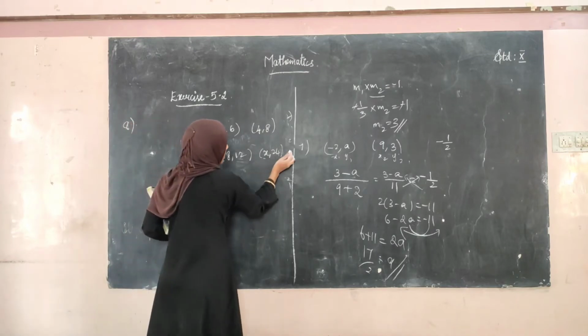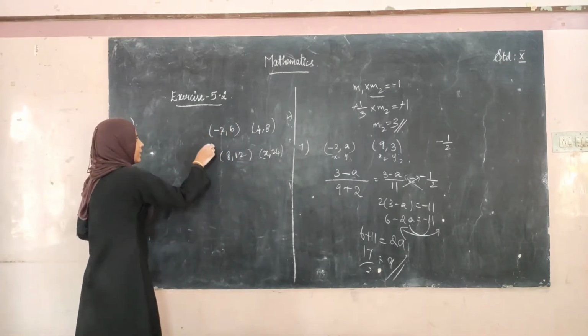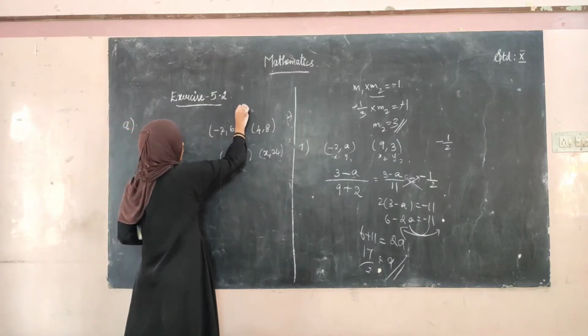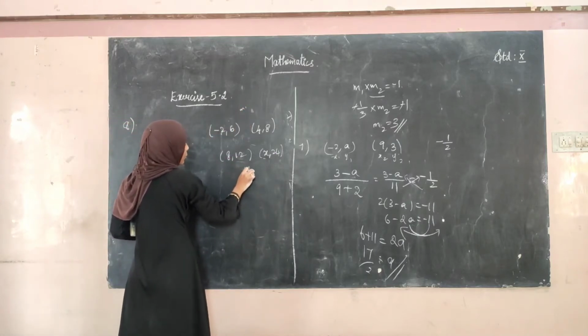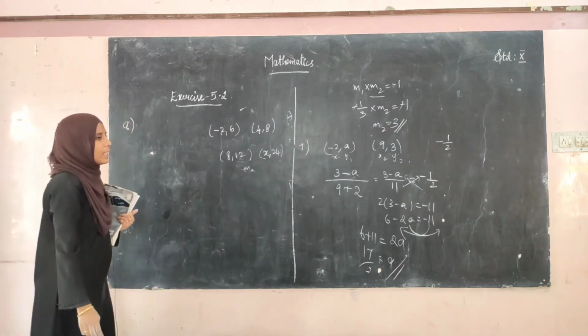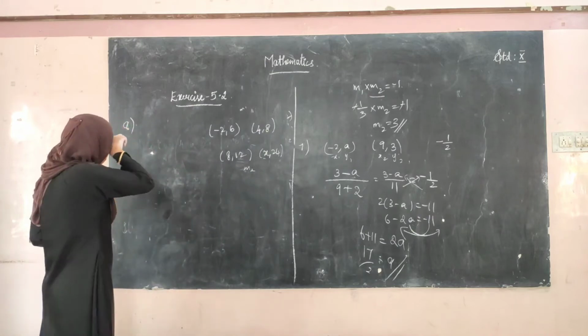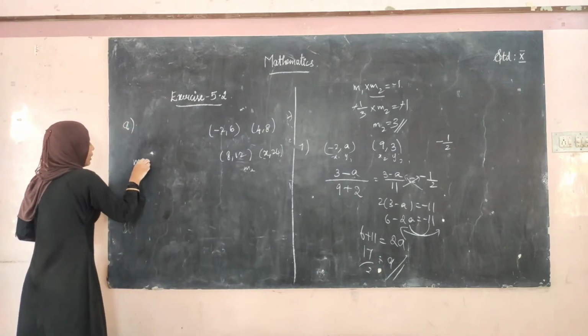So perpendicular means we know the condition m1 into m2 equal to minus 1. So let us take the slope of this line as m1 and slope of this line as m2. Then use the condition m1 into m2 equal to minus 1. Then you will be getting the value of x. Okay, shall we do it now? Shall we find what is m1?